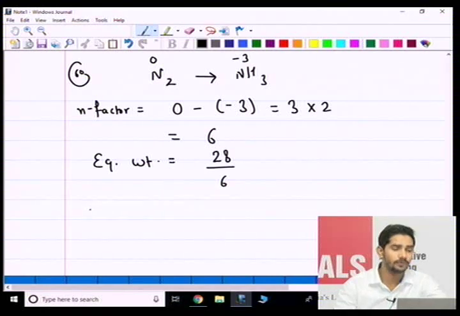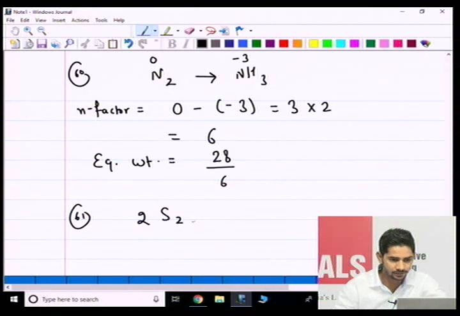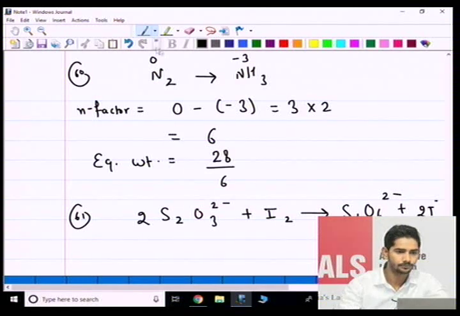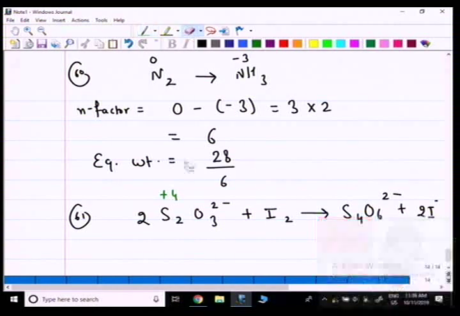Number 61. We have given with the equation S2O3 2- plus I2 is giving S4O6 2- plus twice of I-. First of all, calculate the oxidation number. It should be plus 4. Not plus 4, plus 2.